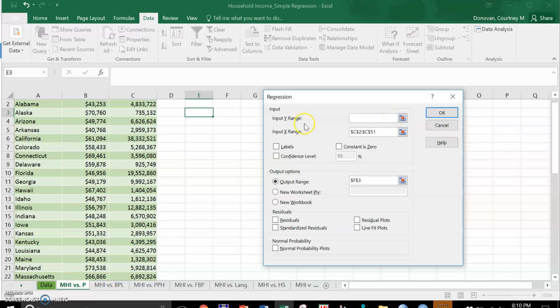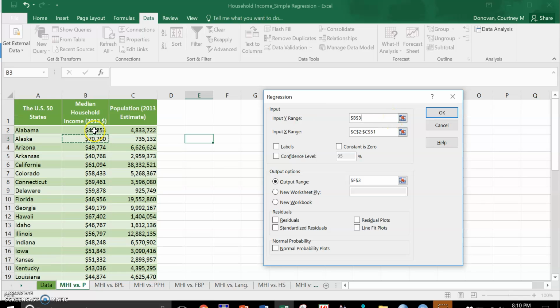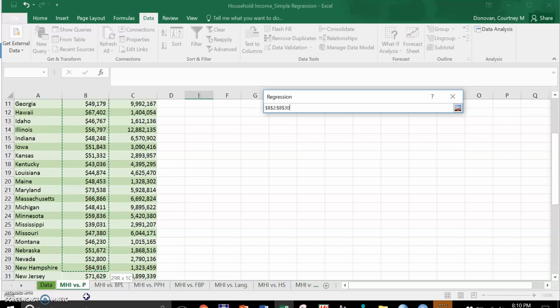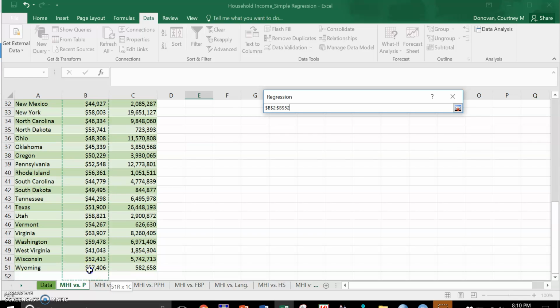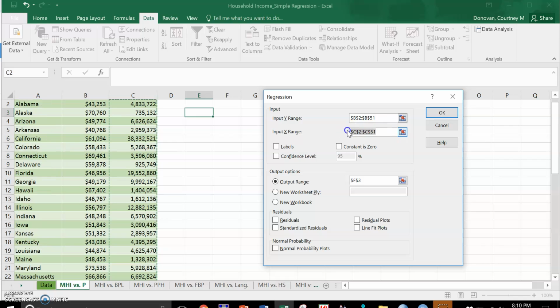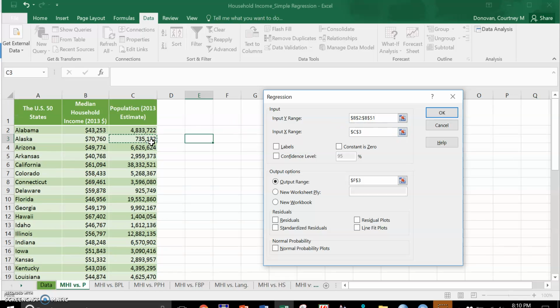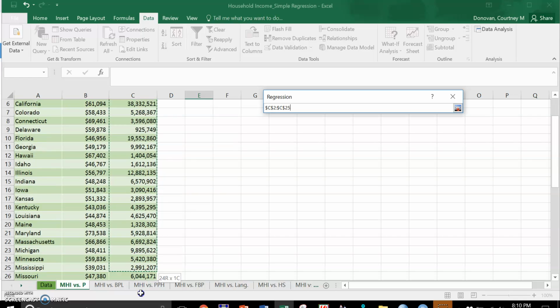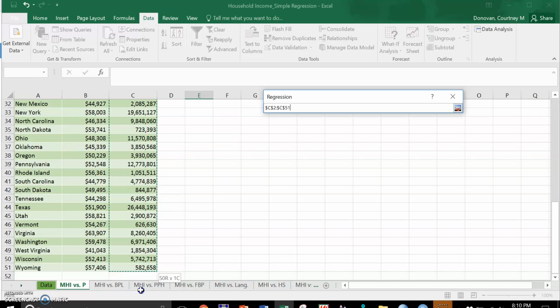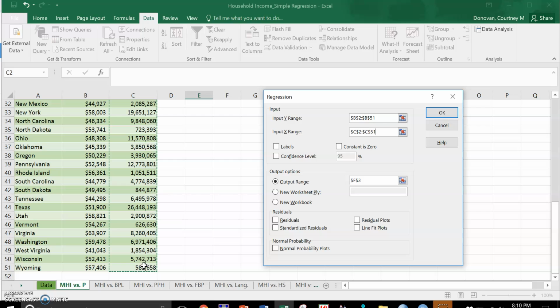And then I'm going to put in my data. So I'm going to go up to my Y is my household income. And my X is going to be population estimate. I did not include labels for either one of those, but you could, just make sure you check this. And then I'm going to put my outcome on the same page right here. If you don't, it will default and it will open up into a new tab down here. Either way is fine.